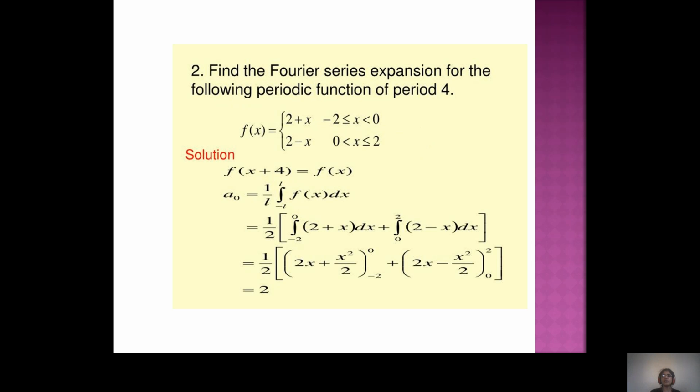Next problem, find the Fourier series expansion for the following periodic function of period 4. So here they have taken two conditions, f of x equal to 2 plus x for minus 2 less than or equal to x less than or equal to 0, and 2 minus x for 0 less than x less than 2. So f of x plus 4 is equal to f of x. So put the f of x value, a0 is 1 by 2 integral of minus 2 to 0, we put 2 plus x dx, and 0 to 2 we put 2 minus x dx. So 1 by 2, the integration is 2x plus x square by 2, plus 2x minus x square by 2, that is equal to 2.